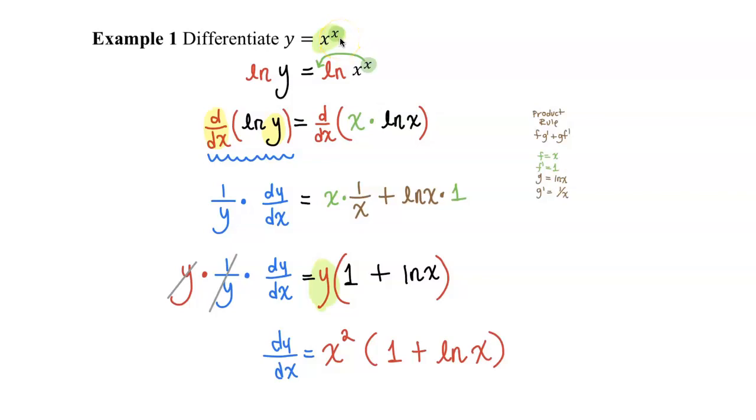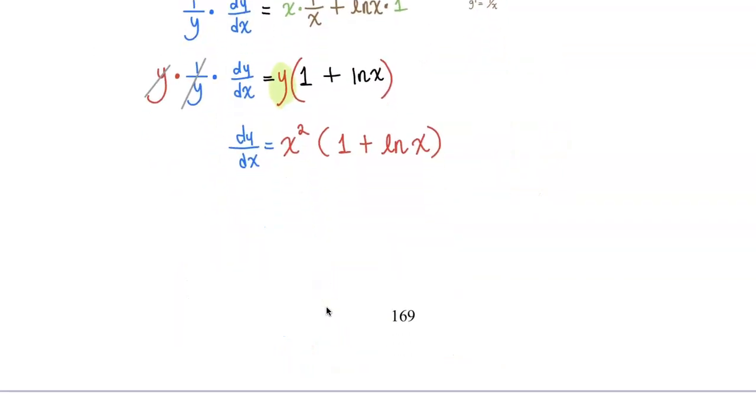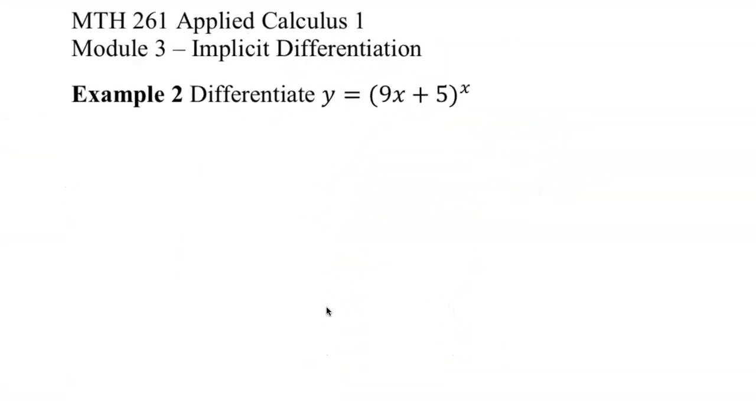So steps: take the natural log of both sides. Next, differentiate both sides with respect to x implicitly. Solve for dy dx and plug in what y is back into your final answer. So that was the first example. Let me do another one. Example 2 is actually very similar to what you will see on your exam 3.